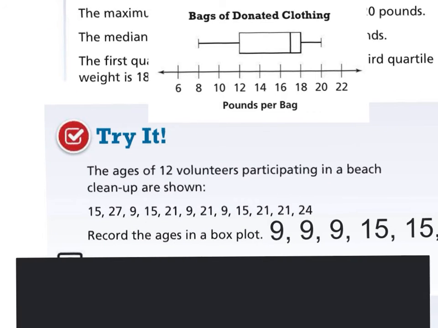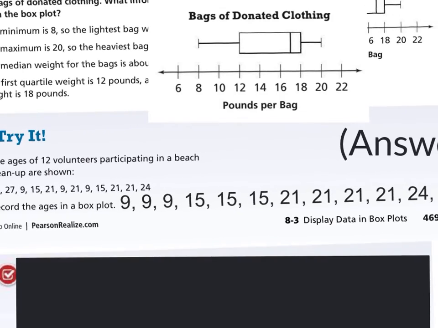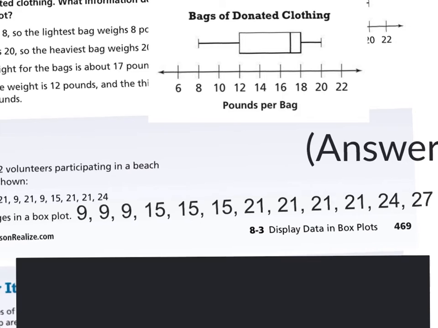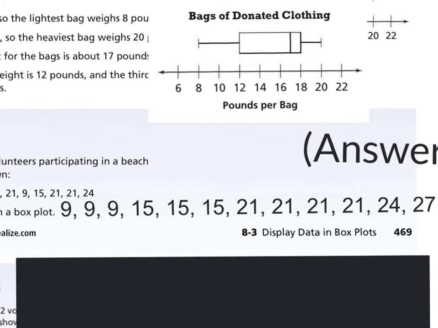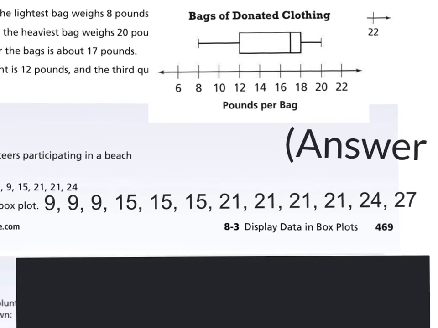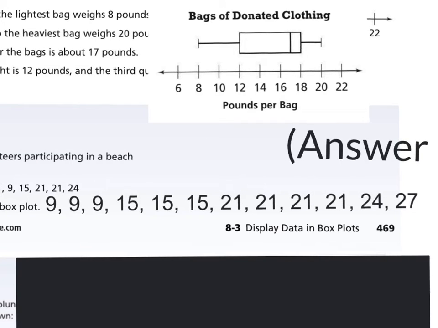So if you look at the try it, ages of 12 volunteers participating in a beach cleanup are shown, and they want us to record the ages in a box plot. So the first thing we'd want to do is put all these numbers in order. And it says there were 12 volunteers that participated, so we know there's 12 numbers here. That means that we have 2 middle numbers. So there's 6 numbers, there's 6 numbers. So the 15 and the 21 would be our 2 middle numbers.